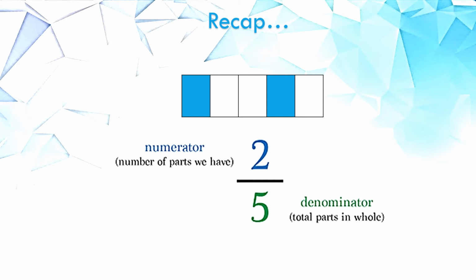So the total number of parts of the object is called the denominator, which we write below the line, and the number of parts we have taken is the numerator, which we write above the line.